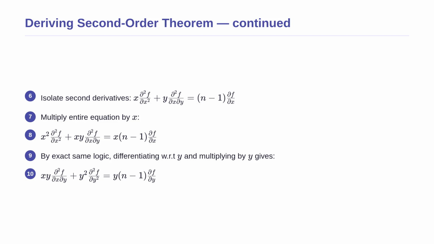Continuing our derivation, we want to isolate the terms with second derivatives. We move the single first derivative term to the right side and factor it out, grouping our first-order derivatives neatly. Next, to build the full second-order theorem, we multiply this entire equation by x. This makes the first term x squared, matching the pattern we want to prove. Now, by following the exact same logic, if we had differentiated the original theorem with respect to y instead and multiplied by y, we would get a perfectly symmetrical equation for the y variables. This symmetry is a hallmark of homogeneous functions.